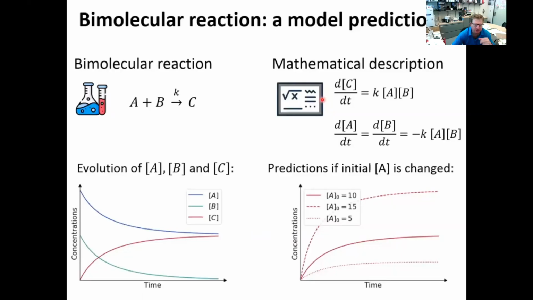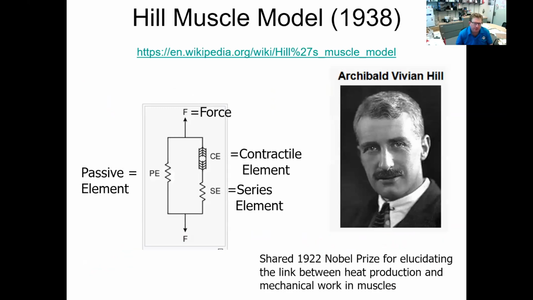So that's just a very, very simple example of trying to use some math, and technically that's a model to describe how your system is responding. And so quite a few years ago, some of the earliest models to try to describe what was going on with force production was from A.V. Hill, and he shared the 1922 Nobel Prize for linking heat production and mechanical work in muscles.